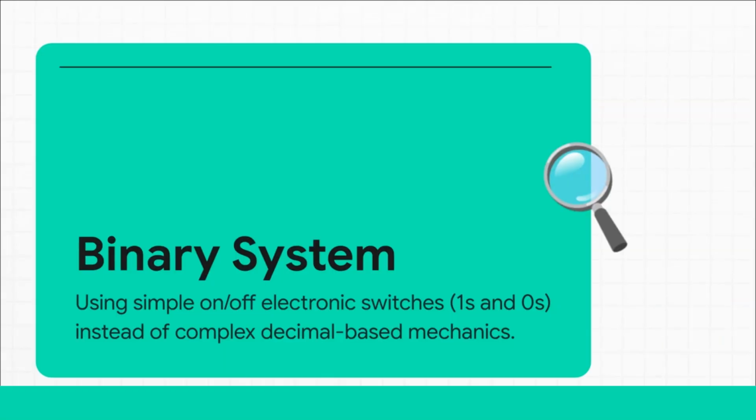So his first revolutionary idea was to use binary. See, ENIAC was decimal-based, which meant it needed really complex hardware to represent 10 different digits. Von Neumann saw that the simple on or off nature of an electronic switch was a perfect, natural fit for a language of just ones and zeros. It was simpler, cleaner, and way more reliable.